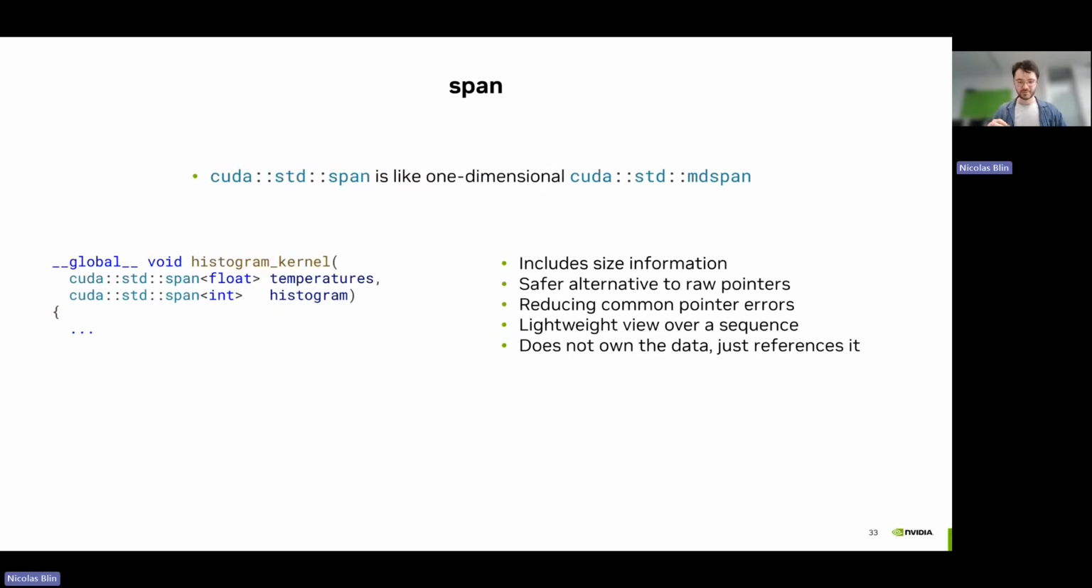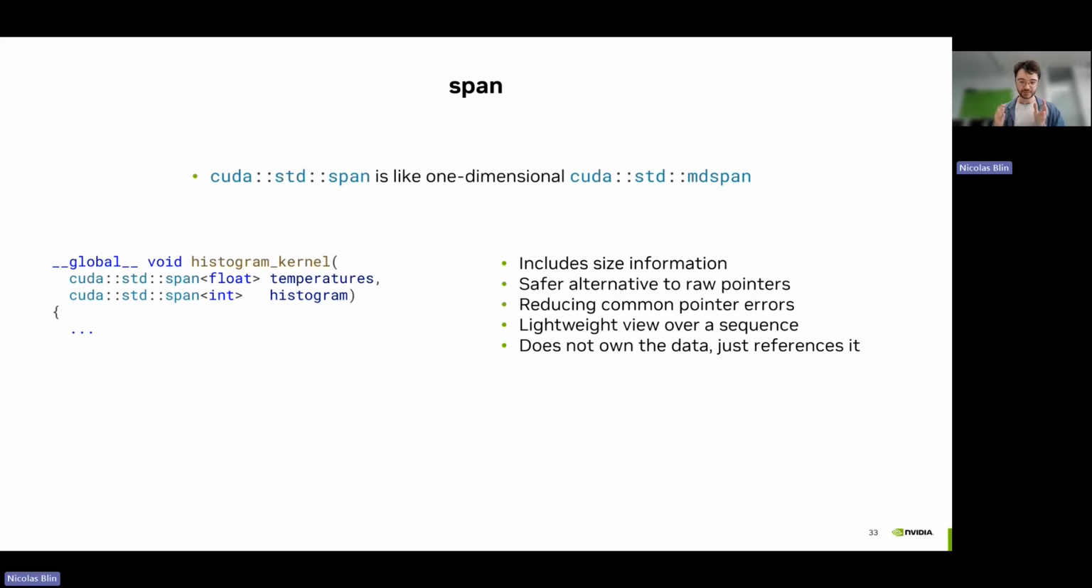So now let's think of building our own kernel signature to do this histogram. Because it's a histogram, it just needs one dimension. So we don't need an empty span, because empty span is a multi-dimensional span. And here we have just one dimension because we're 1D. That's why here, instead of using CUDA STD empty span, we just need CUDA STD span.